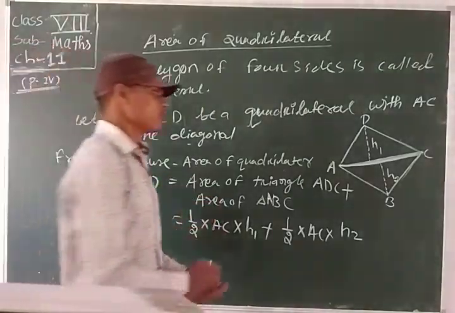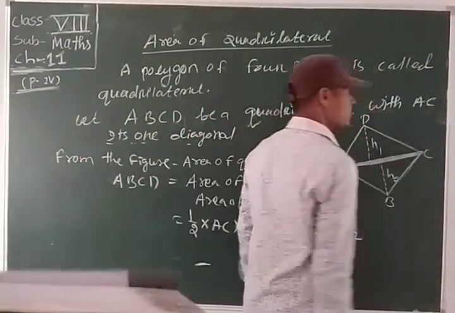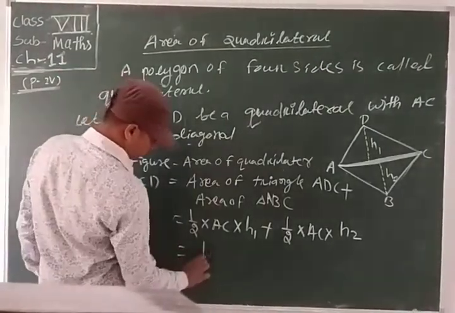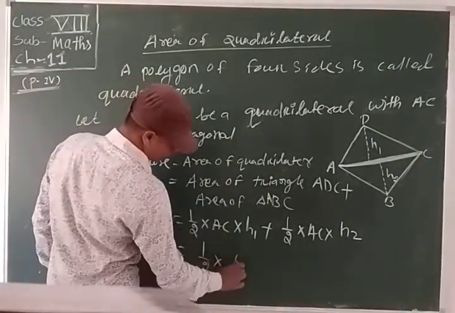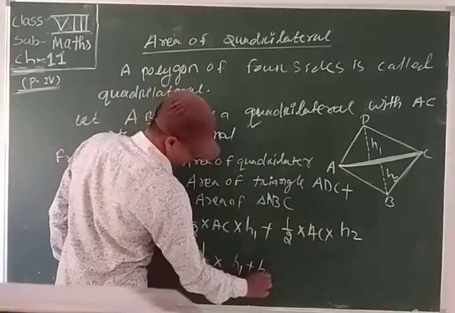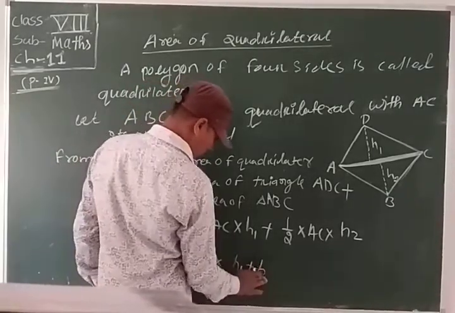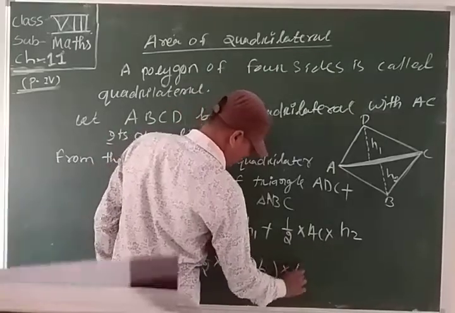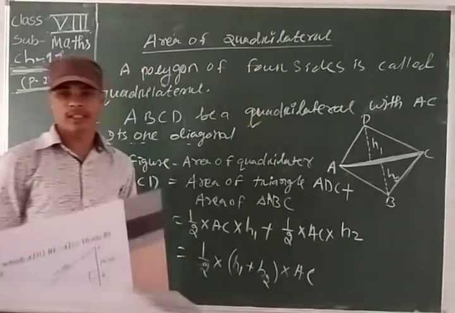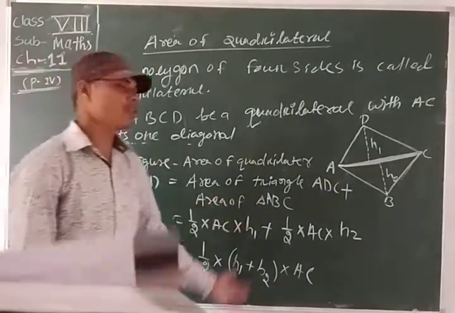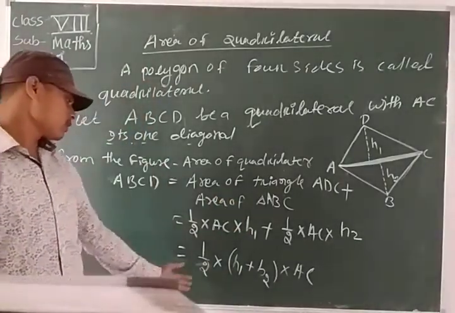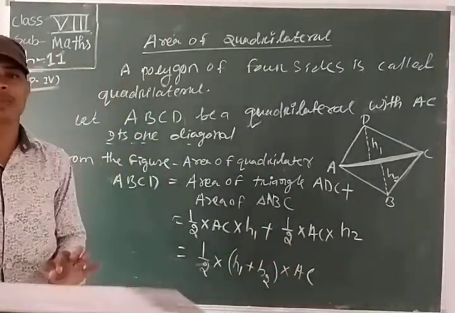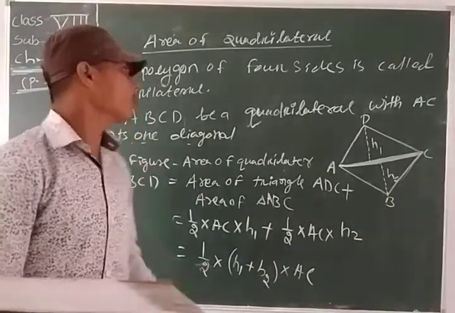Then what do we learn here? The common side is AC. So the formula is 1 by 2 into (h1 plus h2) into AC. AC is the base. Then we can easily find the area of a quadrilateral.